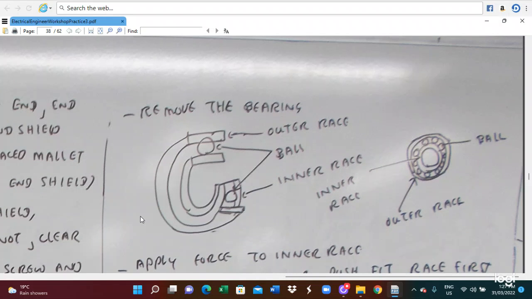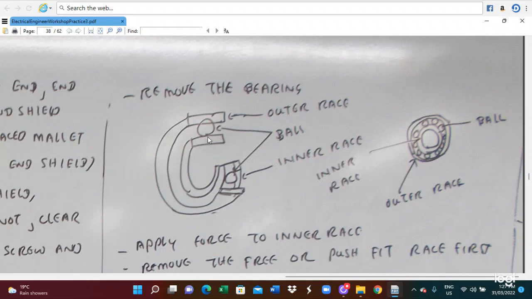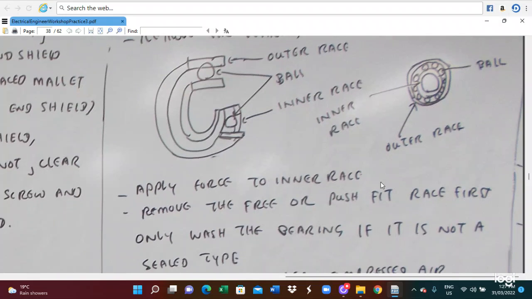So in this case, I will also utilize the moving of the bearing. So this is the outer race. This is the ball, inner race. So this is the configuration of the bearing. This is the ball. This is the outer race.